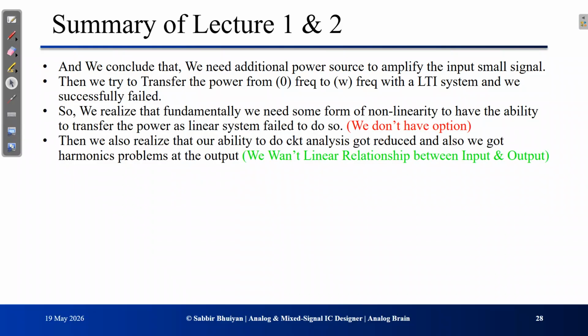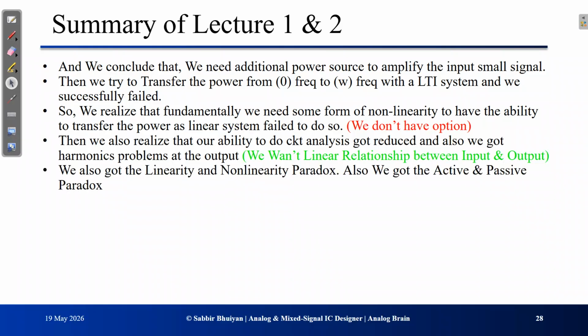Then we also realized that our ability to do circuit analysis got reduced, and we also got harmonics problems at the output. We want a linear relationship between input and output. We also got the linearity and non-linearity paradox, and the active and passive paradox. Now at this moment, if you haven't seen my lecture 1, I think this lecture 2 will create some difficulty for you. So you have to see lecture 1 first.